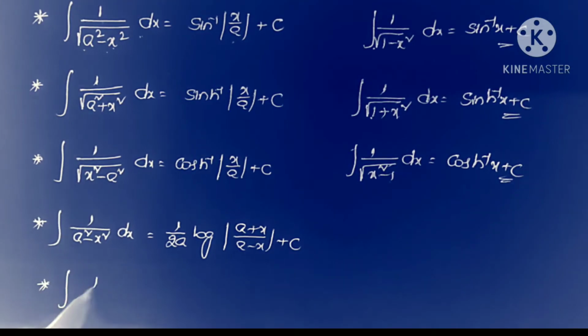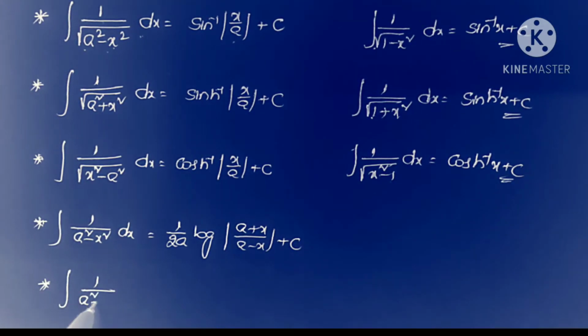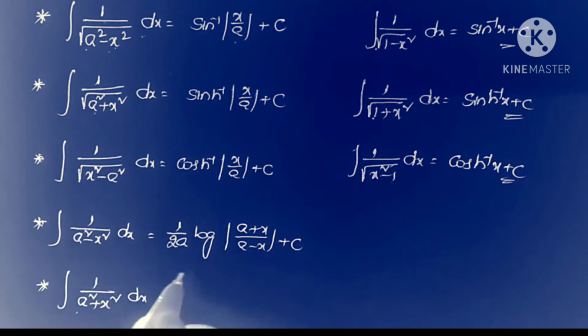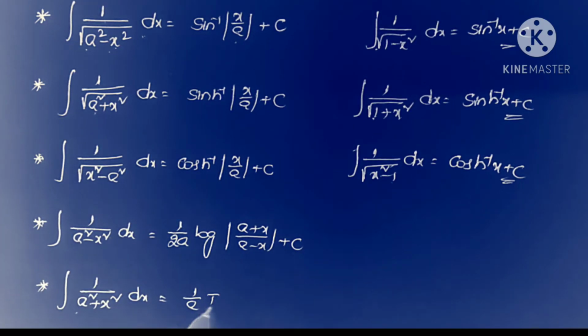And integral 1 by a square plus x square. A square plus x square or x square plus a square, both are the same. The earlier one has the square root and here there is no square root. The answer is 1 by a tan inverse x by a.